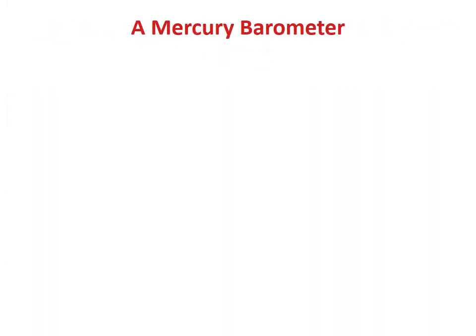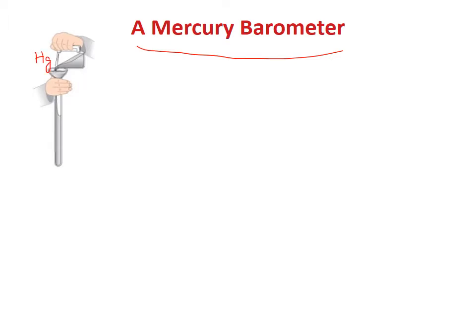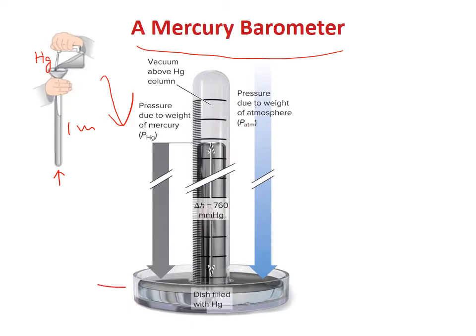Atmospheric pressure can be measured by a mercury barometer. A barometer can be made first by adding mercury into a tube about 1 meter long with one end sealed. The tube is then inverted into a dish with more mercury. When the tube is inverted, some of the mercury flows out into the dish, and a vacuum forms above the mercury remaining in the tube.